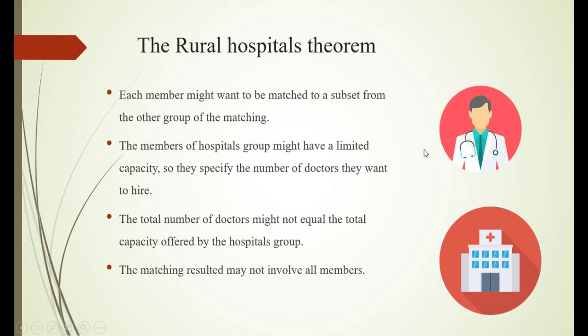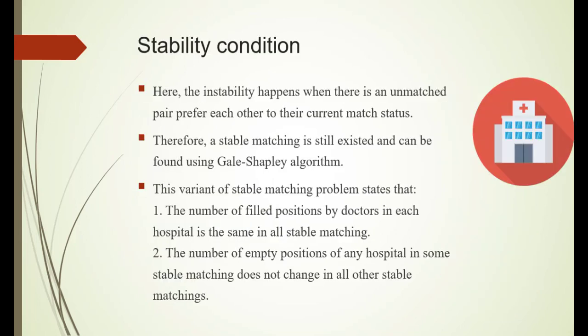First, each member might want to be matched to a subset from the other group. The members of the hospital group might have a limited capacity, so they specify the number of doctors they want to hire. The total number of doctors might not equal the total capacity offered by the hospital group. The matching results may not involve all members. So here the instability happens when there is an unmatched pair who prefer each other to their current match status. Therefore, a stable matching still exists and can be found using the Gale-Shapley algorithm, as we explained.